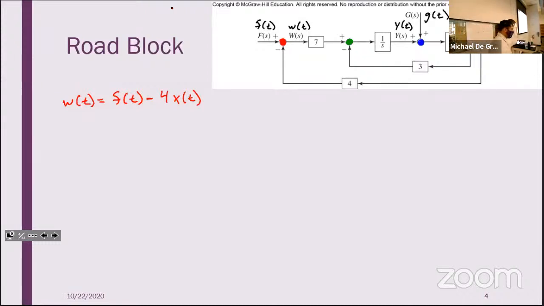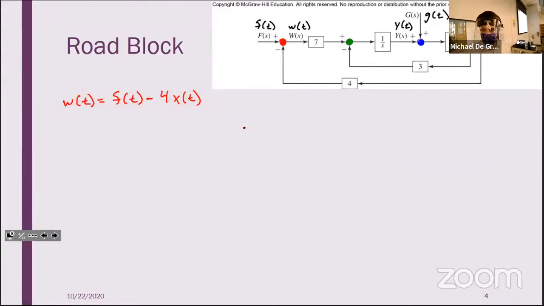Everybody with me so far at that junction? We follow? Maybe. All right.